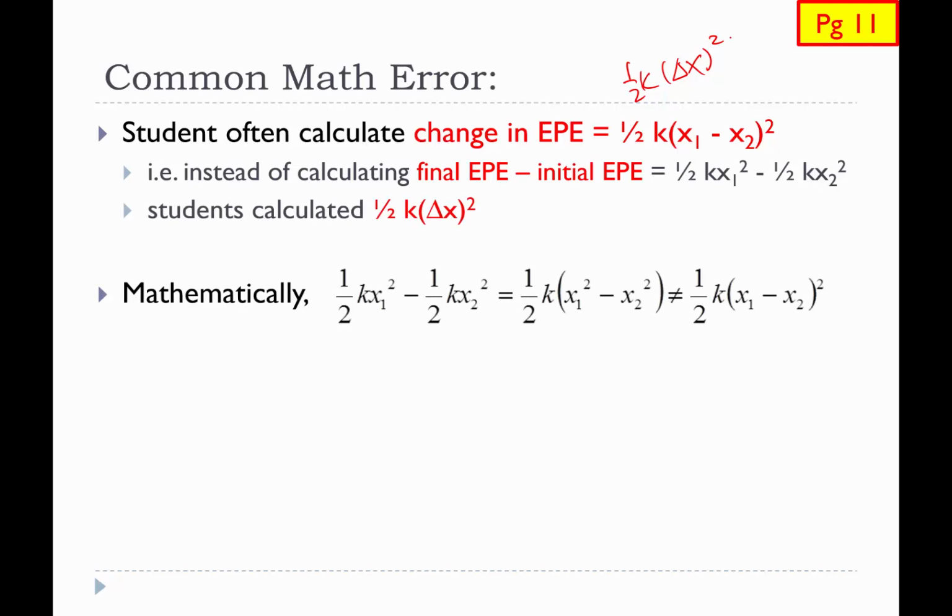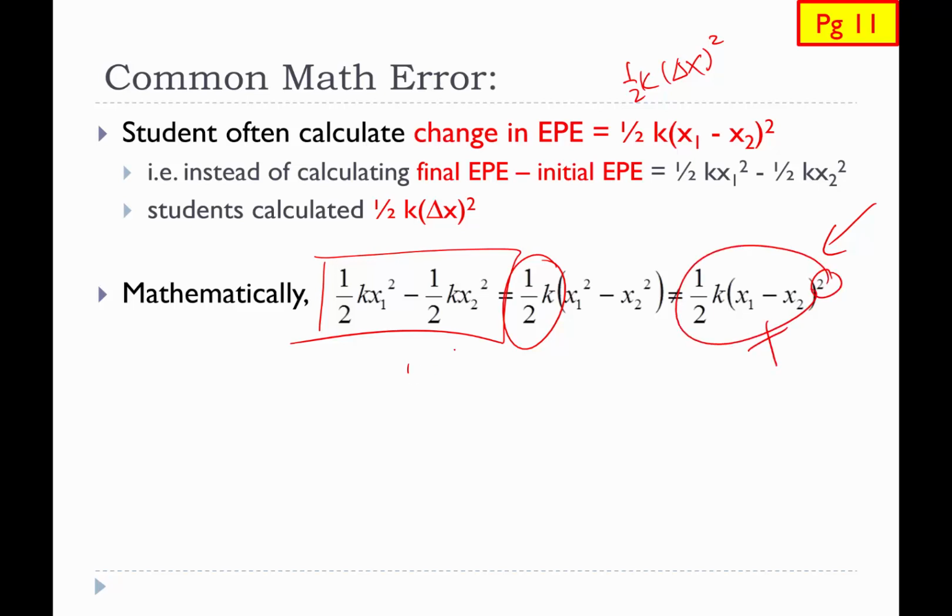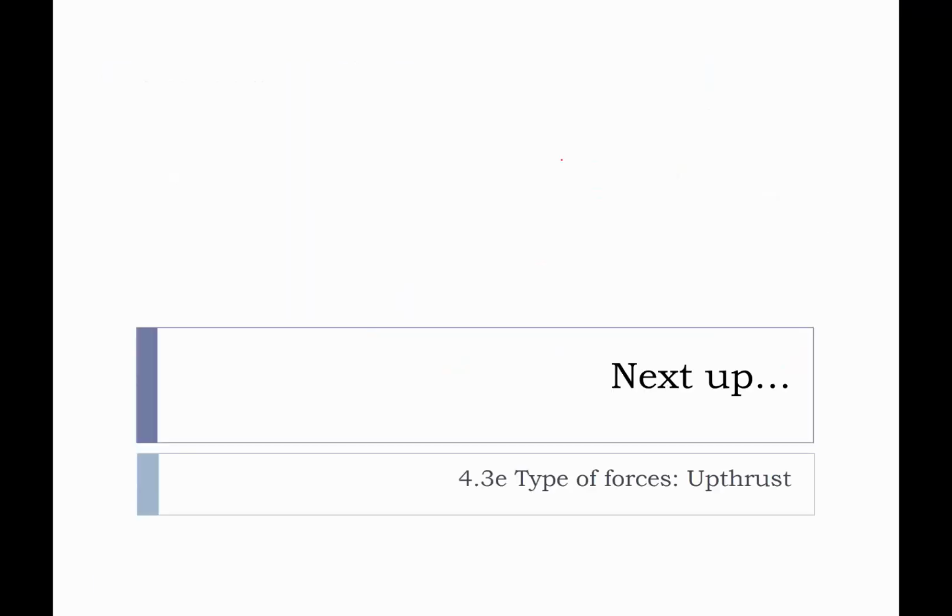If you look at this equation, half k x1 squared minus half k x2 squared, if you want to factorize, you can only factorize half k out. x1 squared minus x2 squared stays within the bracket. It is not half k times x1 minus x2 all squared. The square doesn't come out of the bracket. So this is wrong, and this is correct. The best way to remember how to calculate change in EPE is really just taking the final EPE minus the initial EPE.